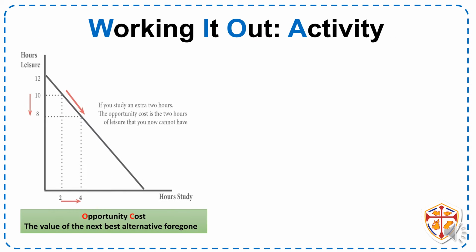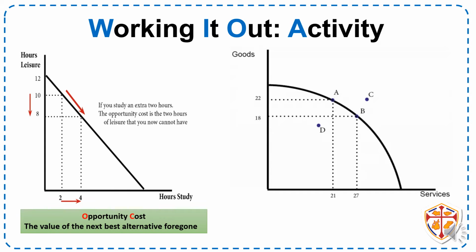Now let's work it out. In order to understand the PPF, we must first understand opportunity cost. Opportunity cost is defined as the value of the next best alternative foregone. So, if we look at the graph on the left, we can see that we have a choice between hours of leisure and hours of study. If you study an extra 2 hours, then the opportunity cost is the 2 hours of leisure time you now cannot have.